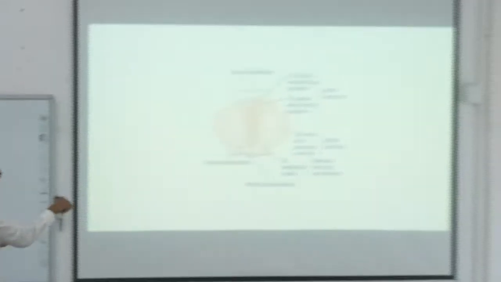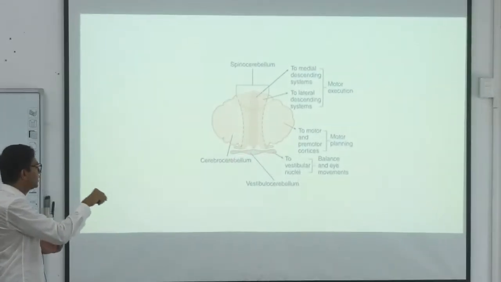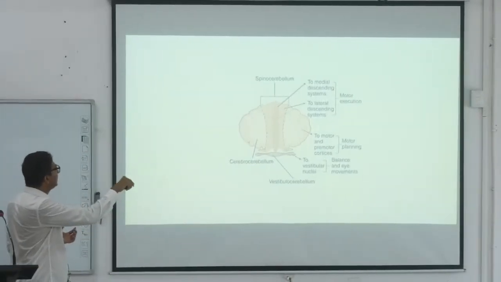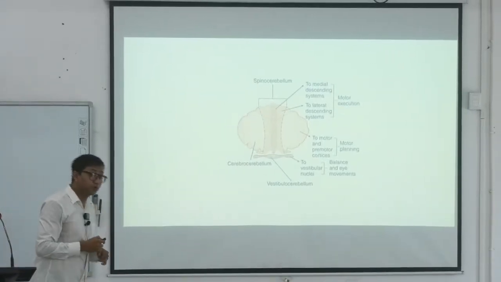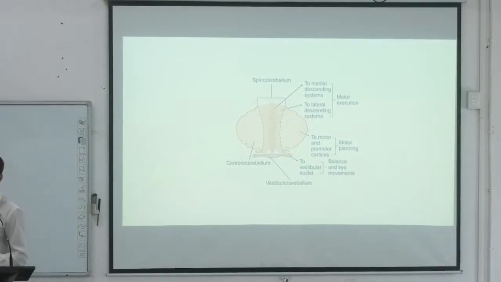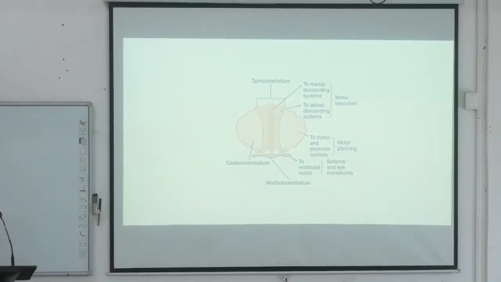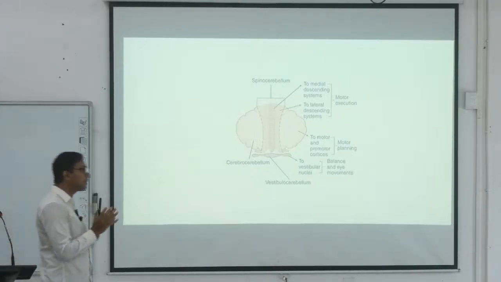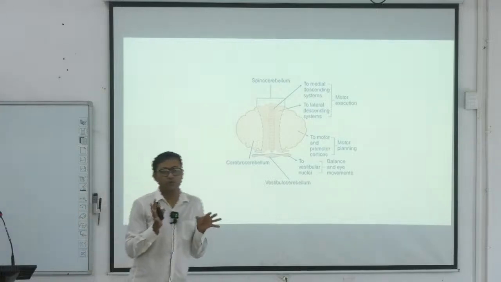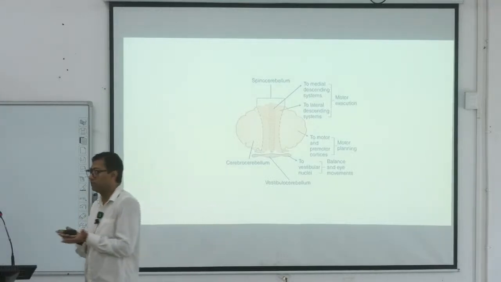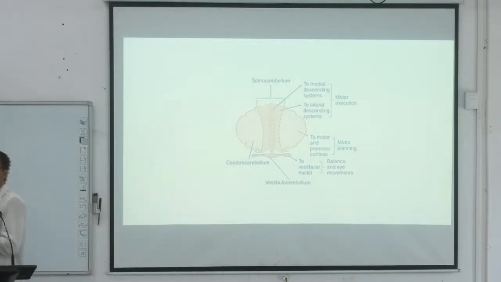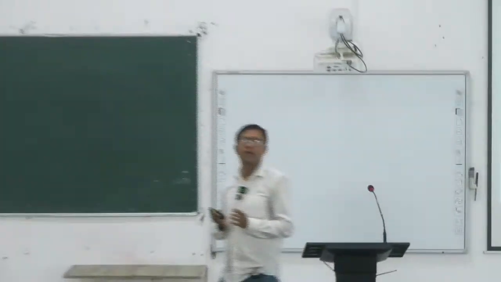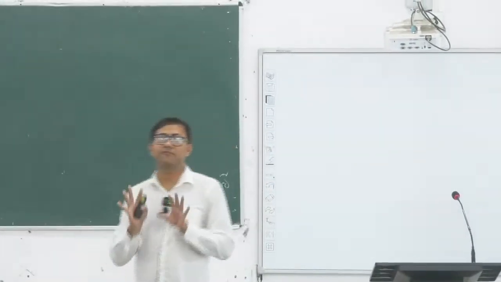Here is the vestibulocerebellum, below is the vestibulocerebellum, and on the lateral side it is the cerebrocerebellum, which is the newest part, right. Okay. Now the central part, it has got some efferent connection. So your questions will be, what is the functional anatomy of the cerebellum, what is its internal connection, and what are its afferent and efferent connections.